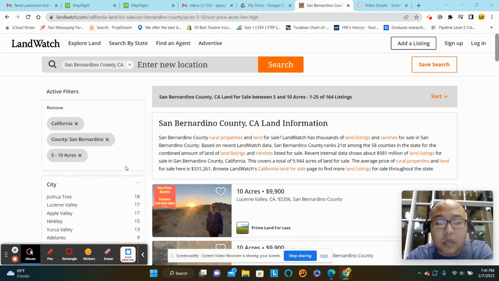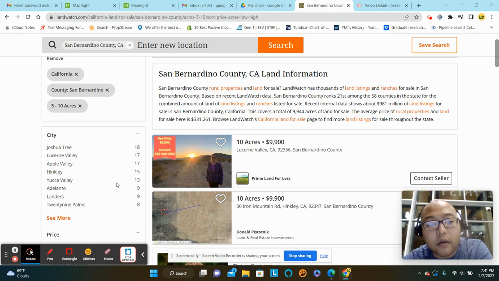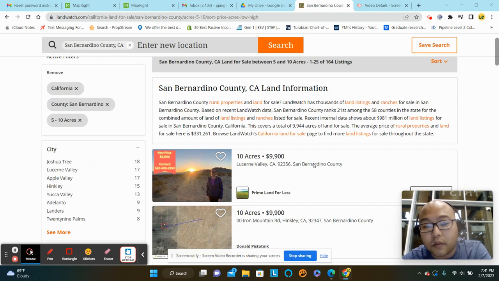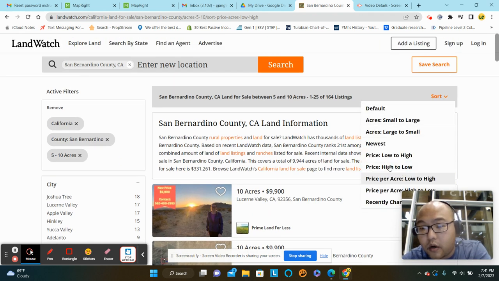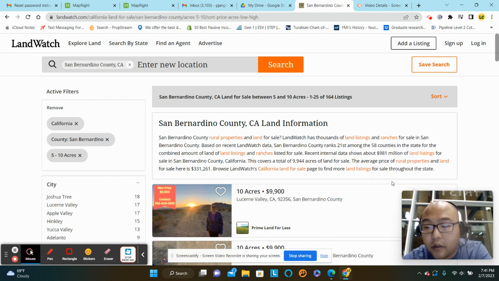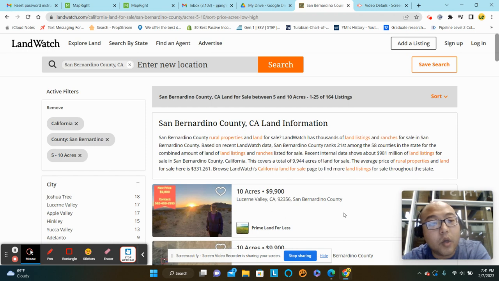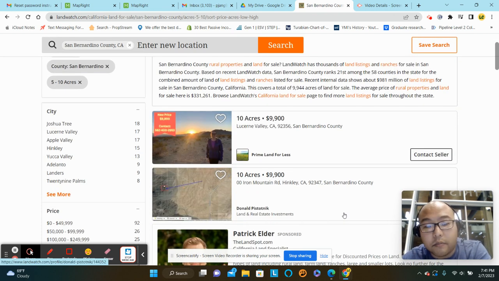So, if someone is going to buy something in San Bernardino County, for most people, what they're going to do is they're going to go to the county or maybe a particular city that they want, and they're going to type in some acreages. They're going to look at the price, but the first thing that they're going to do is they're going to look at price. I mean, that's just what it is. So, most people will sort price low to high or price per acre low to high. I like this feature, low to high, to kind of figure out what's the cheapest stuff out there.